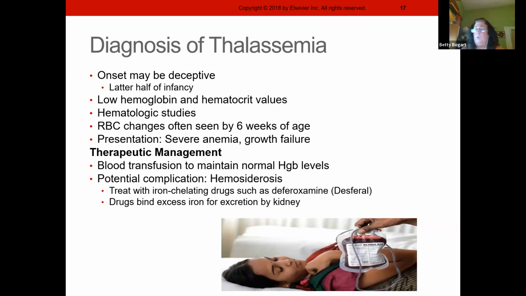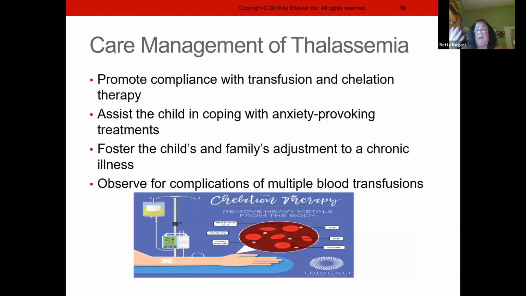I was lucky enough to work with them, and you can pull off whatever component that you want off of them. I always like to do all the fancy stuff. I wanted to figure it out and understand it so I could take care of my kids. That was just me. So, how do we care for thalassemia?